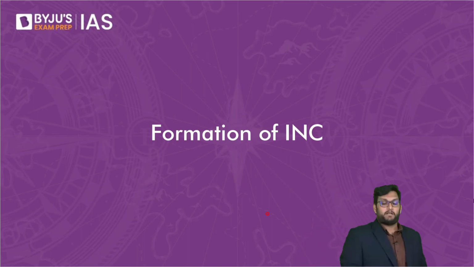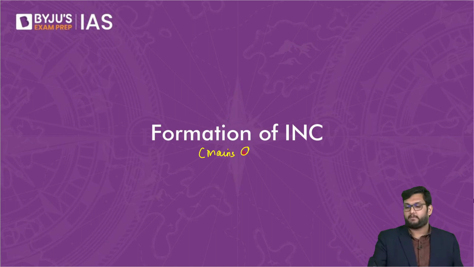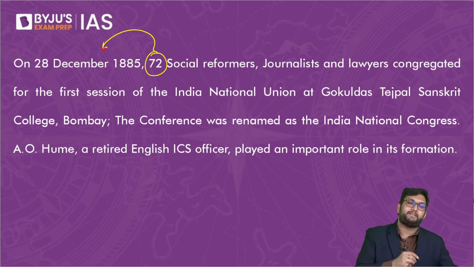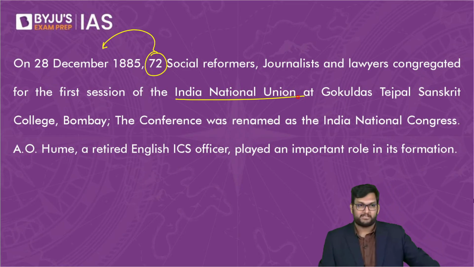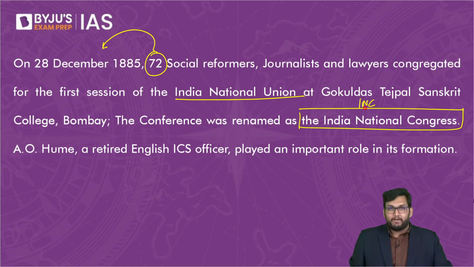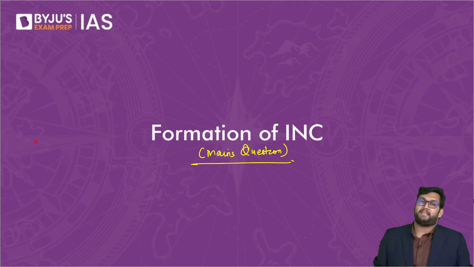Very good. Now comes a very standard area of a mains question. We all know that the INC had 72 members who met on 28th December 1885. A list of social reformers, journalists and lawyers met at the Indian National Union, as they used to call them initially, at the Gokuldas Tejpal Sanskrit College in Bombay. This conference was renamed as the Indian National Congress, or INC. However, there was a very important personality there, Alan Octavian Hume, who was there at its formation.